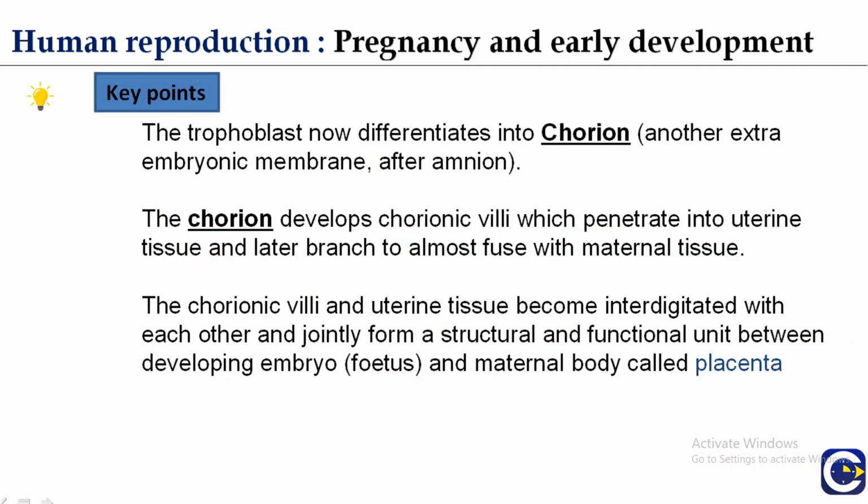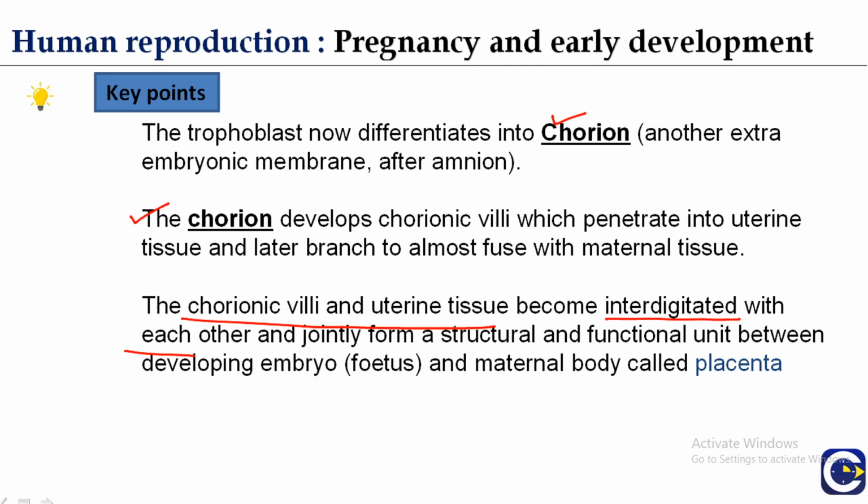Now the trophoblast differentiates into chorions. We will be learning about the fetal membranes in the further slides. The chorion develops chorionic villi which penetrate into uterine tissue and later branch to almost fuse with the maternal tissue. The chorionic villi and the uterine tissue become interdigitated with each other and jointly they form a structure.